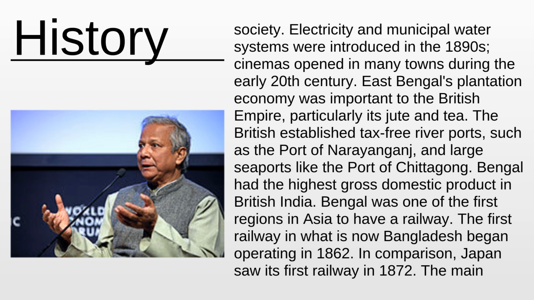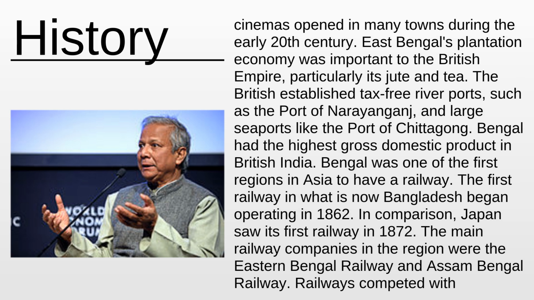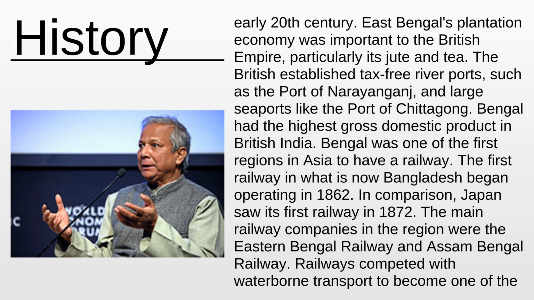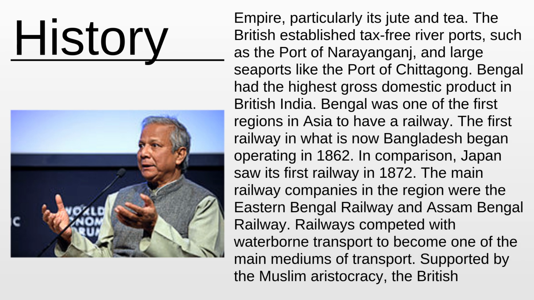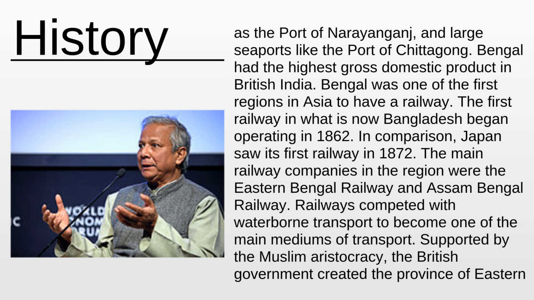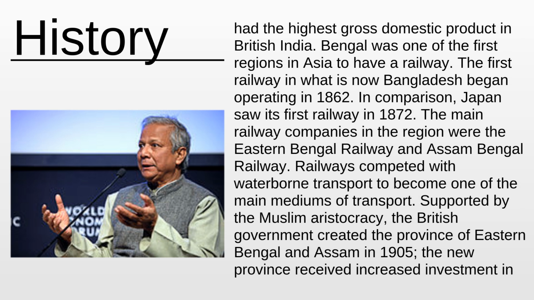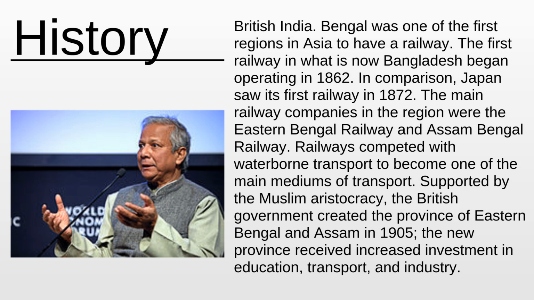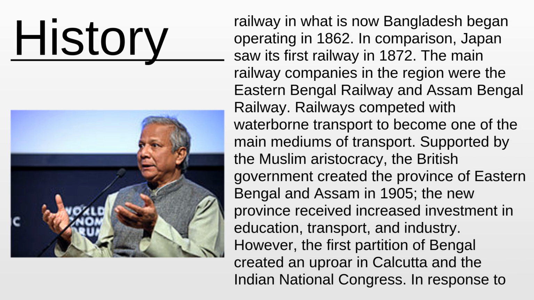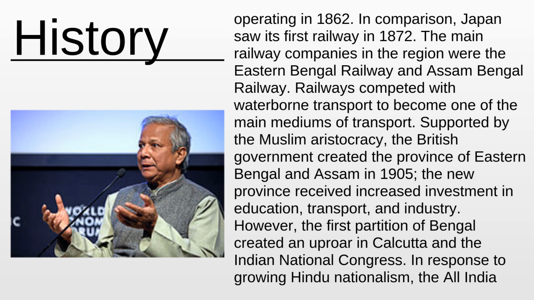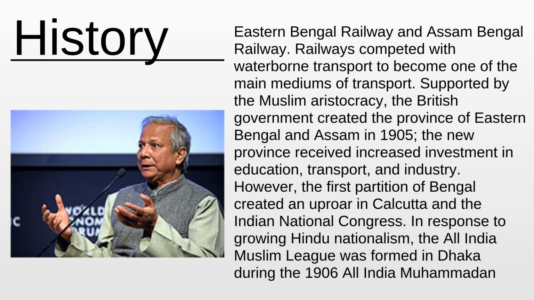East Bengal's plantation economy was important to the British Empire, particularly its jute and tea. The British established tax-free river ports, such as the port of Narayanganj, and large seaports like the port of Chittagong. Bengal had the highest gross domestic product in British India. Bengal was one of the first regions in Asia to have a railway. The first railway in what is now Bangladesh began operating in 1862. In comparison, Japan saw its first railway in 1872. The main railway companies in the region were the Eastern Bengal Railway and Assam Bengal Railway.